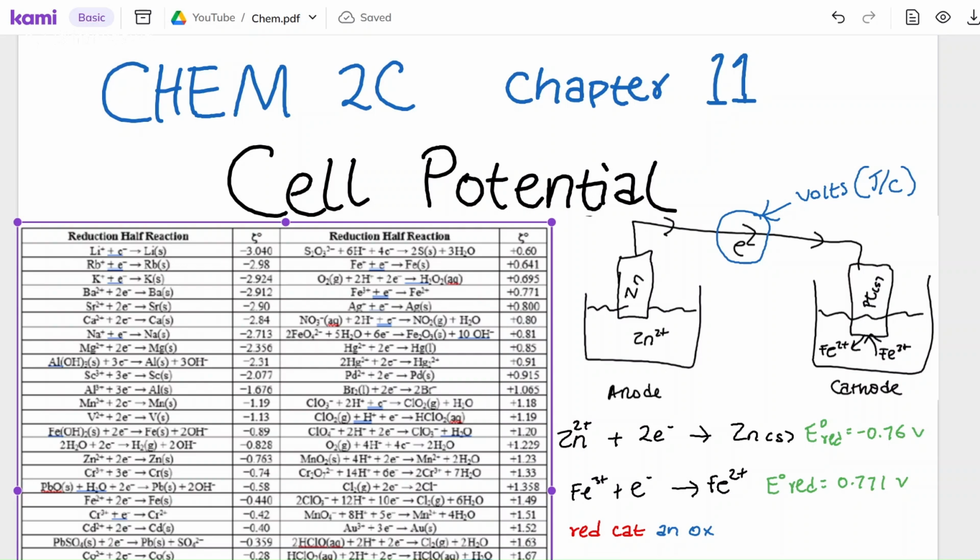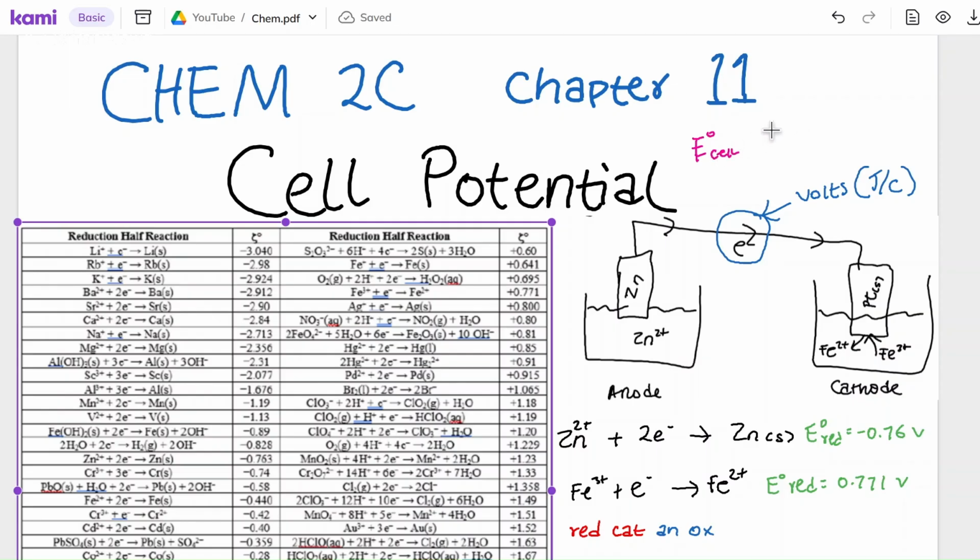Hello everyone, welcome back to more fun Chem 2C stuff on chapter 11. This time we're still on galvanic cells, but we're going to be talking about the cell potential of the galvanic cells. There are two different kinds of cell potential, I'd say. The first one is the standard cell potential, E naught cell, which is what I'm mainly going to be talking about in this video.